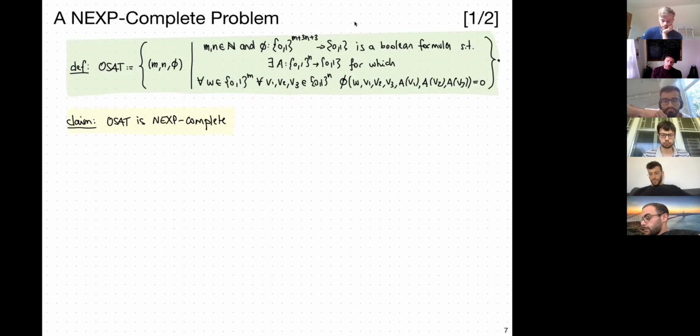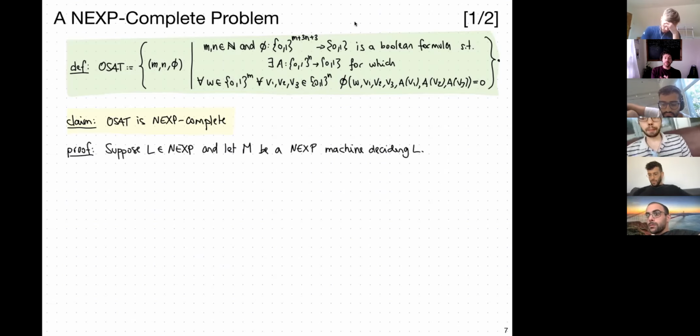Okay, so we know that 3SAT is in NP, and I will show that it's NP-complete. What does it mean that it is NP-complete? It means that if we can solve this problem, we can solve any other problem in NP. In other words, we can take any language in NP that we like, and if it's in NP, then there exists some NP machine M that decides it, and we'll show how to reduce it to 3SAT.